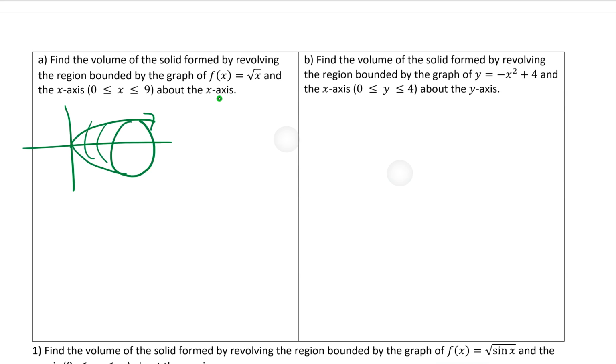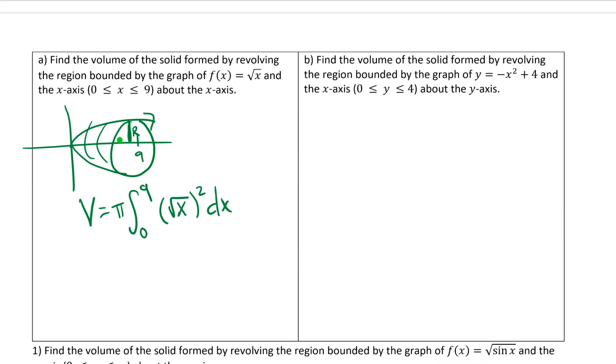And here's 9. What we have to do is, because we're rotating it around this axis, and our x's are what's increasing, that means we're going to need this thing to be in terms of x. So our volume in this case will be pi times the integral from 0 to 9 of our function, because our function will give us the radius, which is the square root of x, squared, dx.